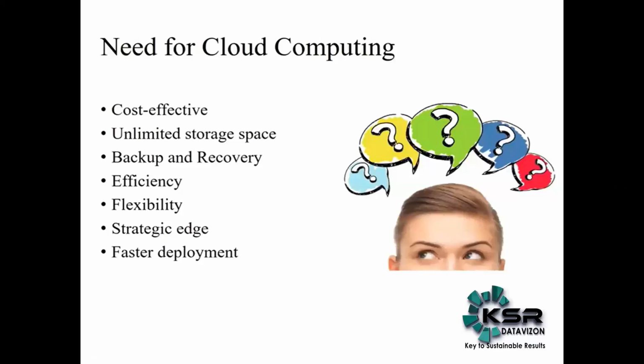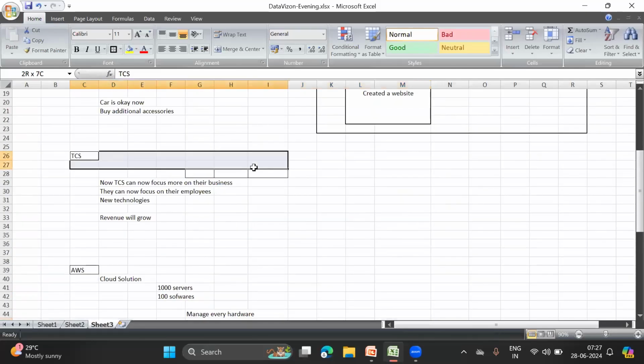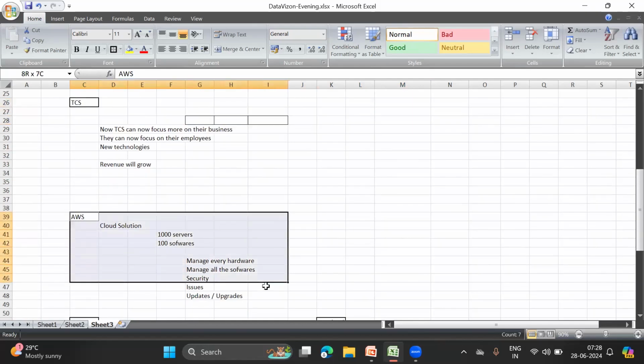Everything is available quickly. For example, if TCS was doing everything on its own, they had to buy different servers, they had to install servers, they had to do everything on their own. Whereas now, when AWS is taking care of everything, TCS can set up their organization very, very fast because AWS is saying that I already have all that hardware. I already have those software available with me.